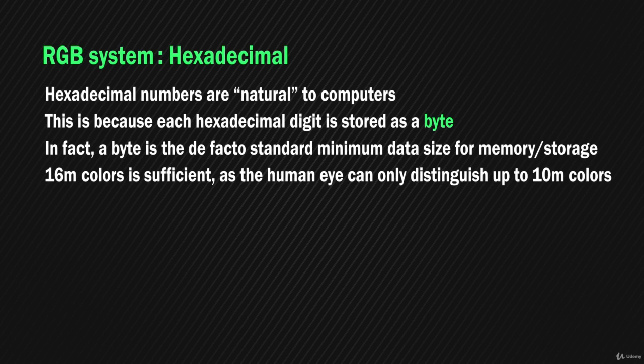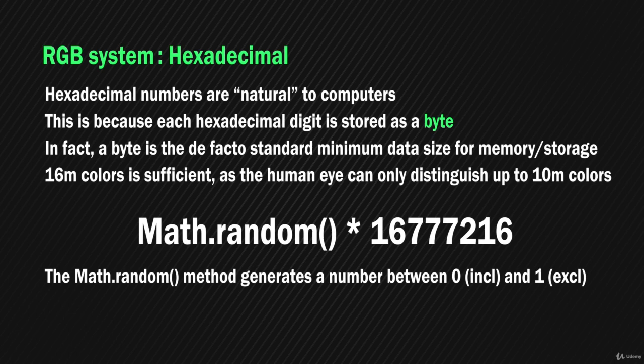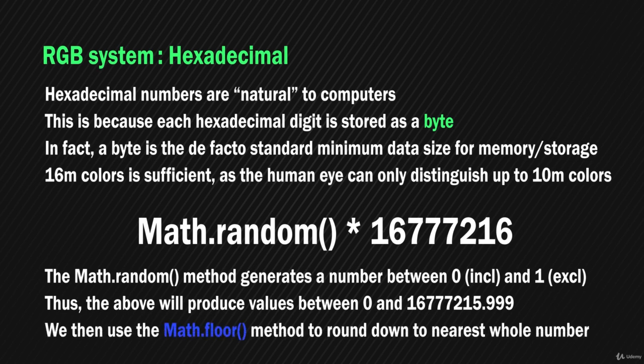But getting back to our code, that is exactly why we wrote the function. We wanted to produce a random number, and we wanted to produce a random number up until 16,777,216. Remember, the Math.random function, which is from JavaScript, generates a number between 0, which is inclusive, and 1, which is exclusive. Thus, the above will produce values between 0 and 16,777,215.99999. And then we used the Math.floor method to round down to the nearest whole number.